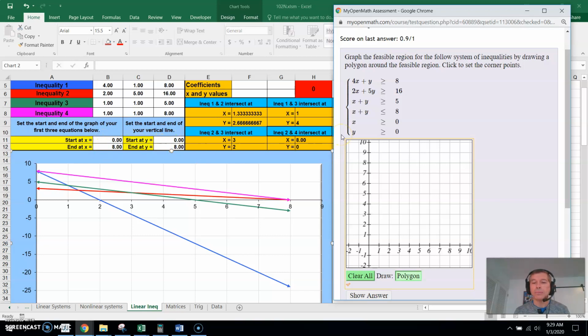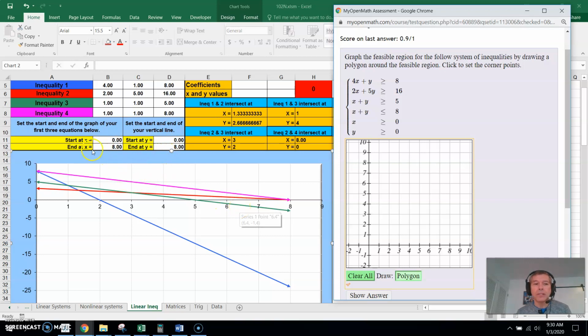What I noticed is that the y and x intercepts for this graph right here are both 8, and they're out there farther than 5 right here. The y intercept for this one, the first one, is also 8. Also, looking at some of these points of intersection, you can see that some of them are clear out to 8, like this one right here. So I set both my x's and y's to go from 0 to 8.